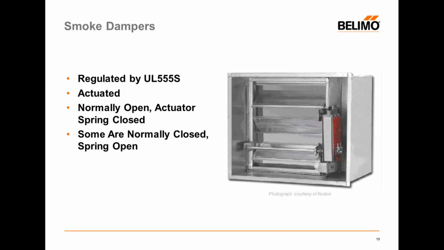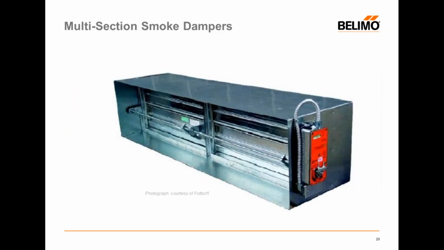Then we have a smoke damper. This is a damper that is connected to a duct detector of some sort, and it is regulated, of course, by UL 555S for smoke. There will be an actuator on smoke dampers in all cases. The majority of smoke dampers are normally open, and the actuator will spring closed. However, in some cases, especially in engineered smoke control systems, possibly like that atrium example we saw a few slides earlier, we can have normally closed fire smoke dampers that spring open based on the application and the ventilation strategy.